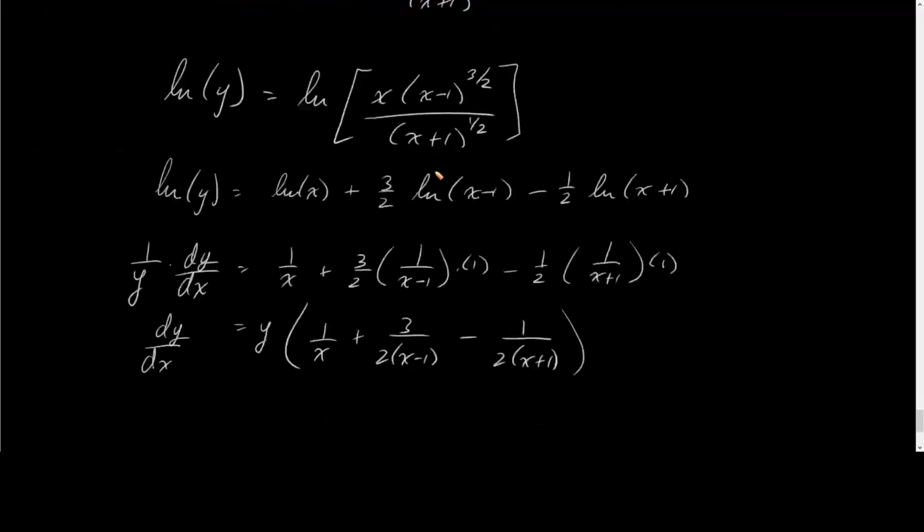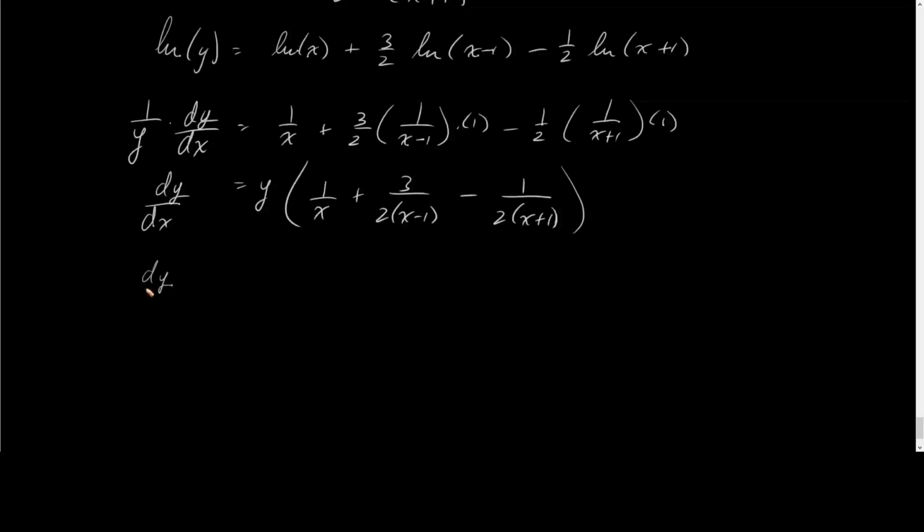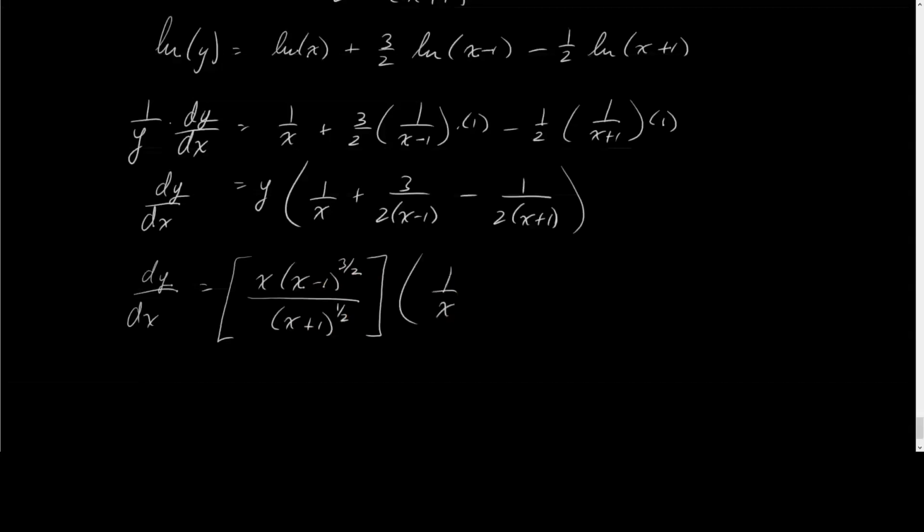So what we can say here now is that dy/dx would be equal to the entire expression, x times (x minus 1) to the 3/2 over (x plus 1) to the 1/2, and that times (1 over x plus 3 over 2(x minus 1) minus 1 over 2(x plus 1)). All right, and notice again, all I did there was replace this y here. And the reason I've got that y there is because I multiplied both sides by y to get rid of it on this side.